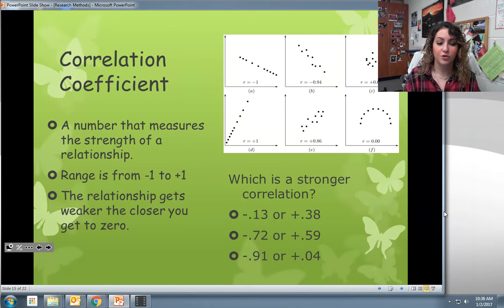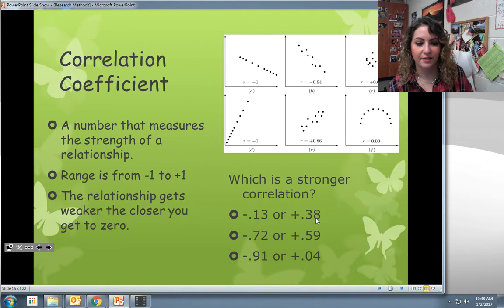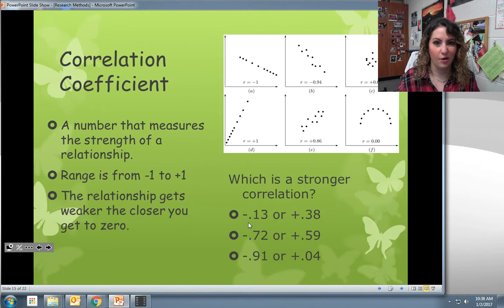You can ask yourself, which one of these is stronger, -0.13 or +0.38? So for strength, we're not looking at positives and negatives. We're looking at how close it is to either -1 for a negative relationship or +1 for a positive relationship. And so +0.38 is closer to 1 than -0.13 is to -1. So that's going to be the stronger one.